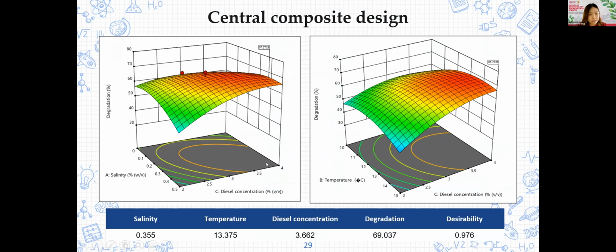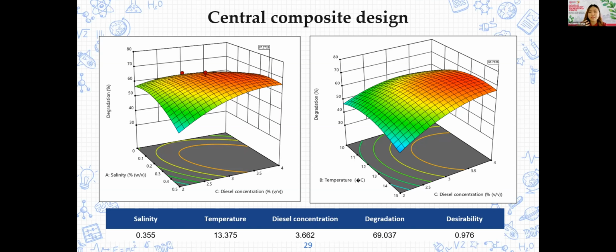As you can see here, the best degradation occurs somewhere between 3.5 to 4% of diesel with a salinity of around 0.4 to 0.5. And as for here, the best degradation is again at 3.5 to 4% of diesel with a temperature of around 13 to 15 degrees Celsius. So this is after the identification of second order effect of these factors.